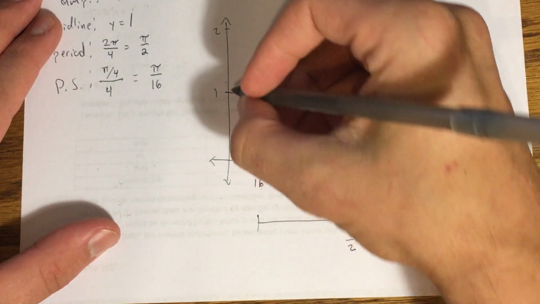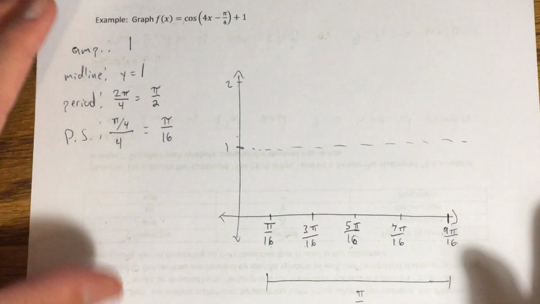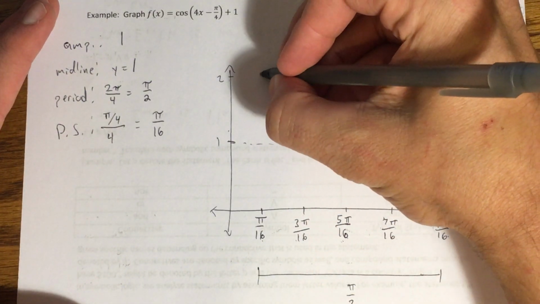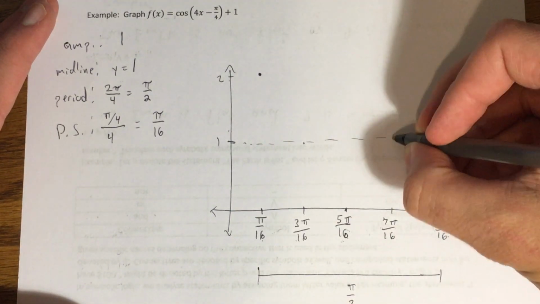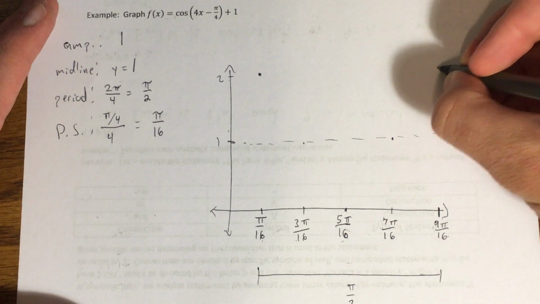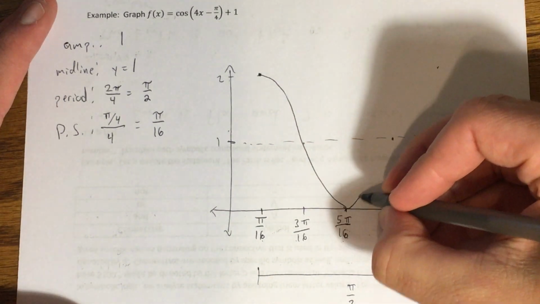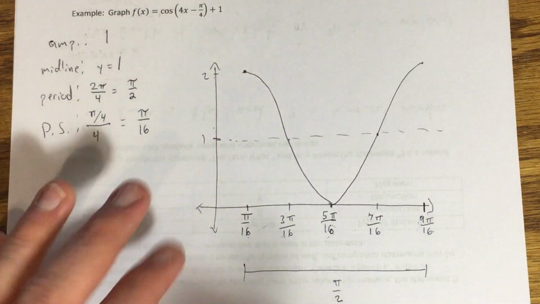Okay, let's graph our midline here. We're looking at a cosine function that has not been reflected. So starting at our left endpoint of our interval, we go from maximum to midline to minimum, midline, maximum. I want a graph that looks like this. All right, cool.